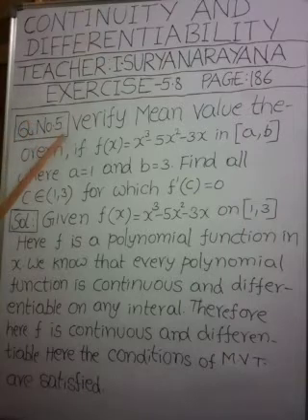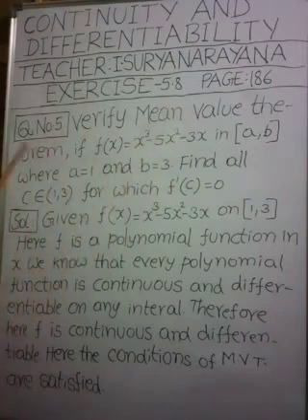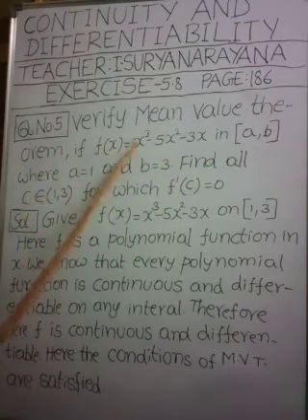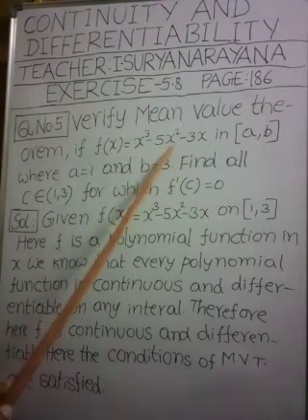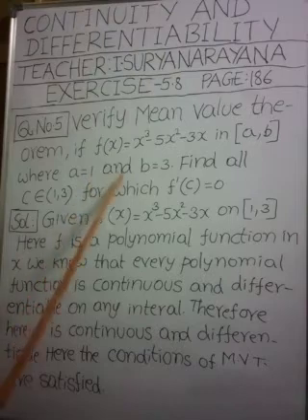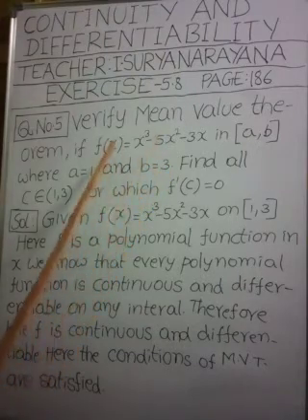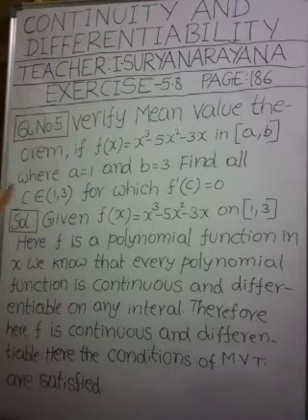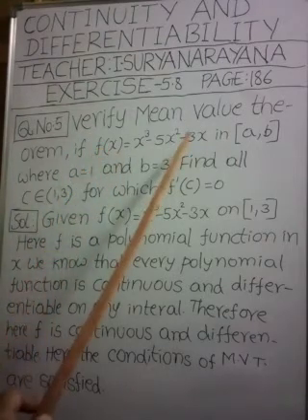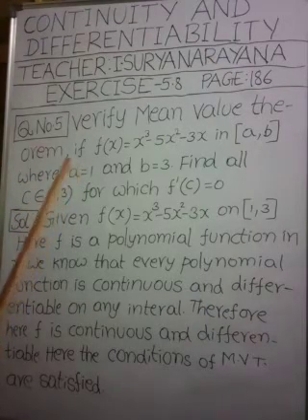Now come to question number 5. Verify mean value theorem. If f(x) is equal to x cube minus 5x square minus 3x in interval [a, b], where a is equal to 1 and b is equal to 3. Understood this question, my dear children? We have to verify mean value theorem for this function. Means we have to find the value of c. Okay, my dear children? Same as that of question number 1.